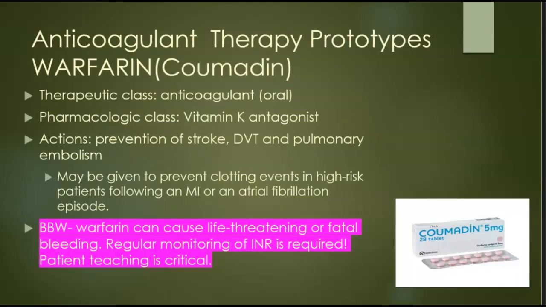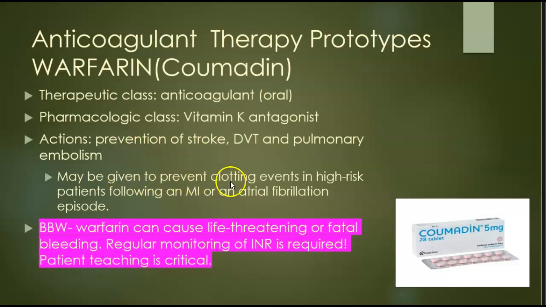So the other anticoagulant therapy that falls in the same family as heparin and Lovenox is warfarin. Actually, this warfarin should be all lowercase. It is the generic, and Coumadin is the brand. It is an anticoagulant. It is a vitamin K antagonist. Okay, so that's a little bit different than heparin. But the goal is to prevent stroke, DVT, and pulmonary embolism.